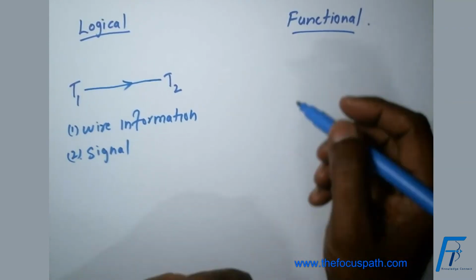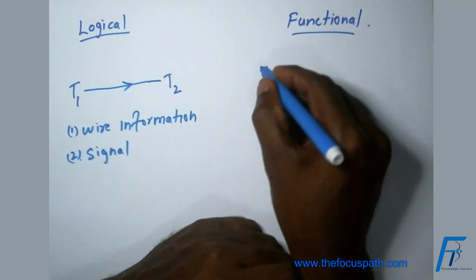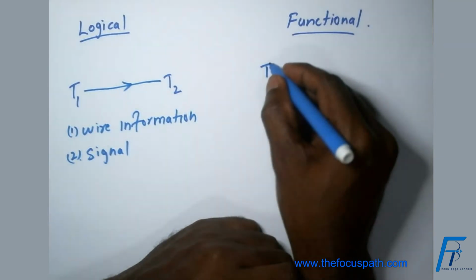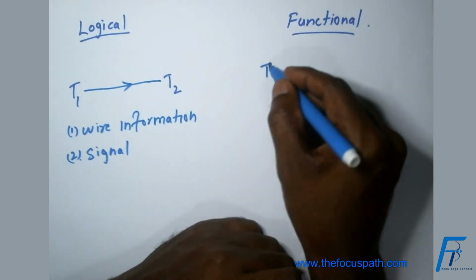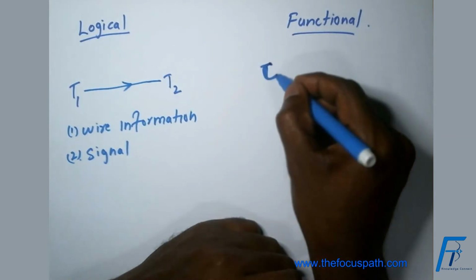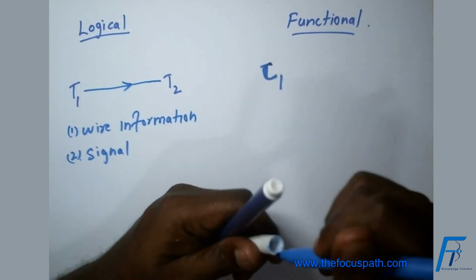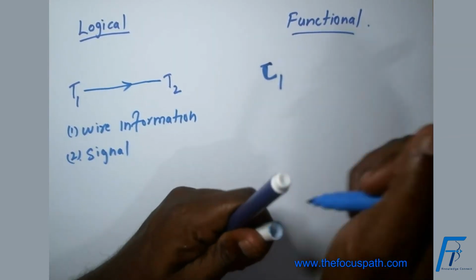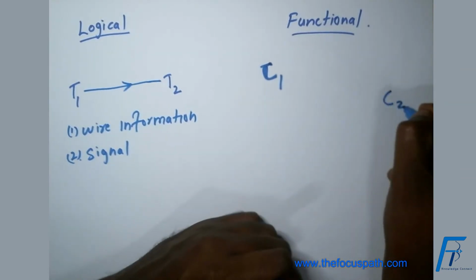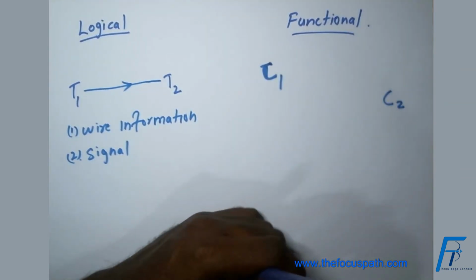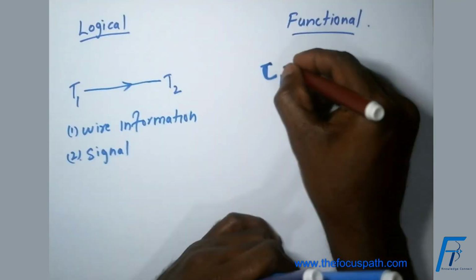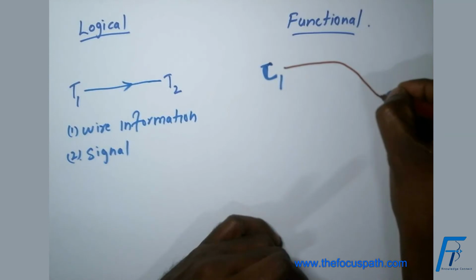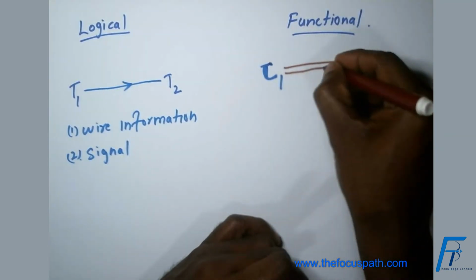Whereas in functional, what we do is we just keep your T1. In any of the CAD packages, I can call this T1 as connector 1, right? I'm just replacing it with C1. And I have one more, C2, that means connector 2, where I'm going to take these two as a reference and start routing. See, I'm just routing the bundle in 3D space.